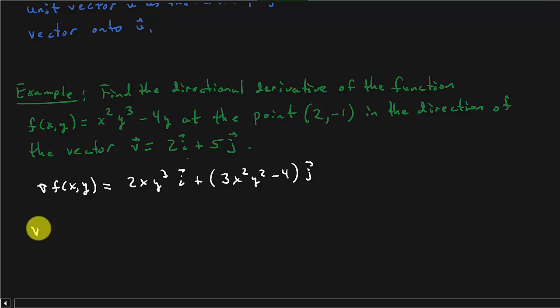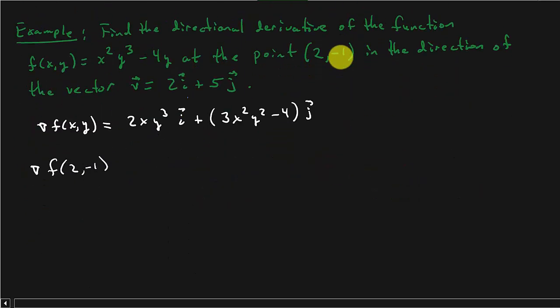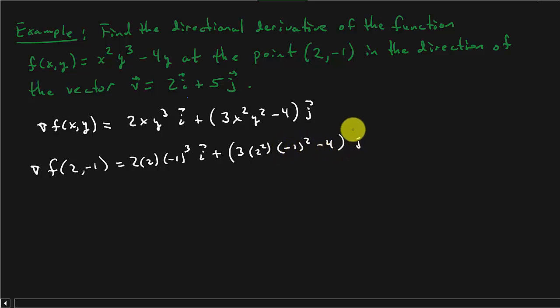All right, so now we need the gradient of f at our point (2, -1). All I'm doing is using this formula right here. That's going to be 2 times 2 times (-1) cubed times vector i plus 3 times 2 squared times (-1) squared minus 4 times vector j. All right, so I'm going to get -4i plus 8j.